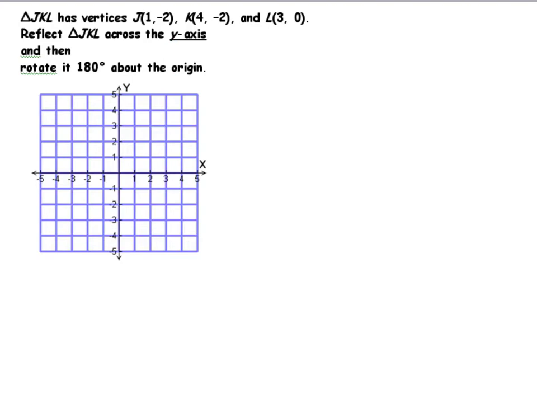So I'm going to do the 3 columns again: J, K, L, J prime, K prime, L prime, and then J double prime, K double prime, L double prime. I want to see all those points. In addition, I want to see all 3 of the triangles at each of the steps. So the original one, the next one that occurs after you flip it across the y-axis, and then the last one for the rotation about the origin. I want to see all of that work shown.